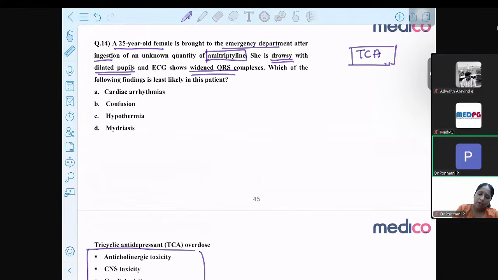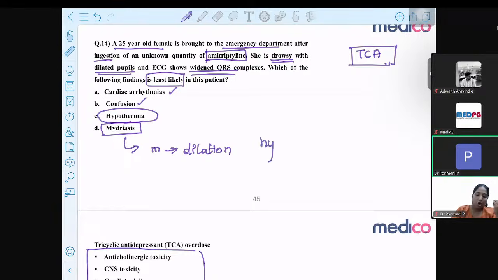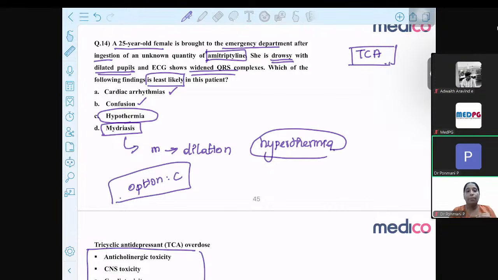So, which is going to happen least likely? Arrhythmias, yes, it can happen. Confusion, yes, it can happen. Mydriasis, also it can happen. Why? When muscarinic receptors are blocked, what happens? It is going to cause dilation in the pupil. Okay, it can cause muscarinic effects, that is, it can cause dilation. So, what is the only thing which is the odd one out? It is hypothermia. Okay, because it causes hyperthermia. It doesn't cause hypothermia. So the right answer here is option C, which is hypothermia.